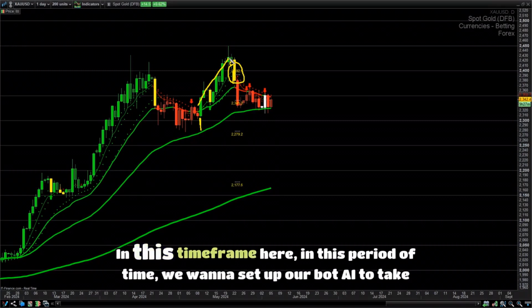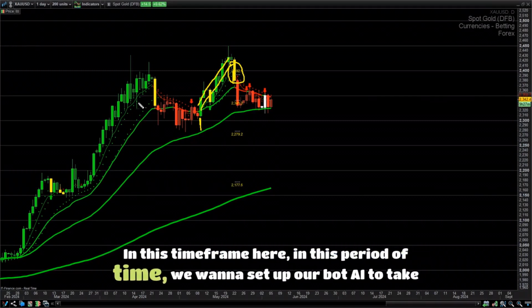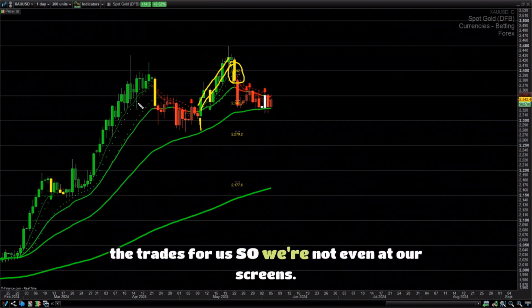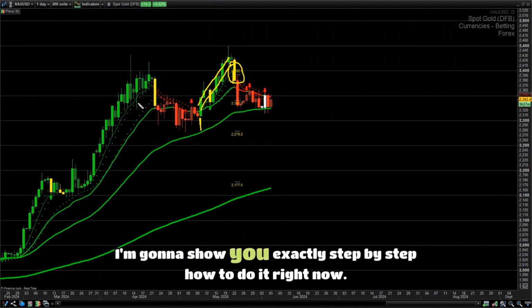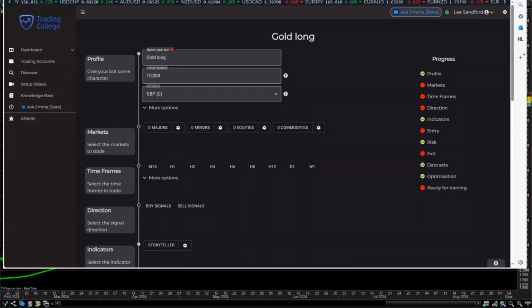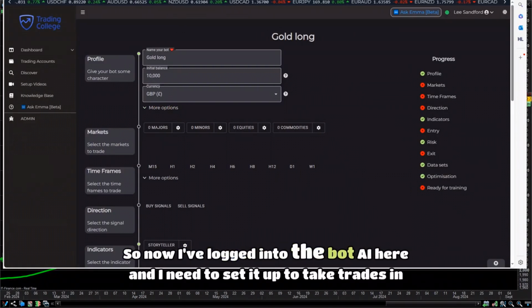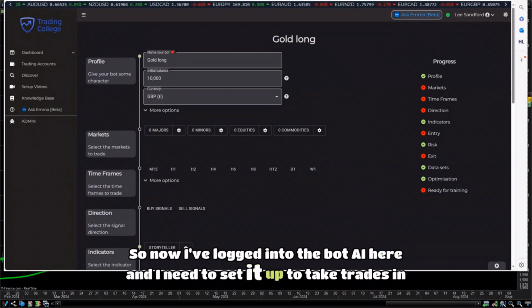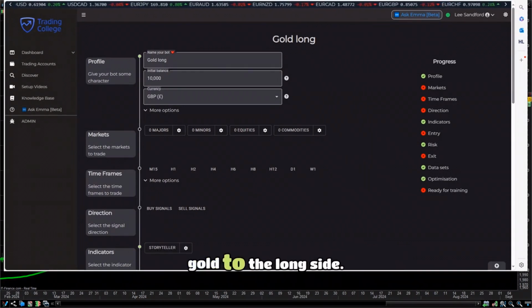In this period of time, we want to set up our bot AI to take the trades for us, so we're not even at our screens. I'm going to show you exactly step by step how to do it right now. Take a look at this, guys. So now I've logged into the bot AI here, and I need to set it up to take trades in gold to the long side.